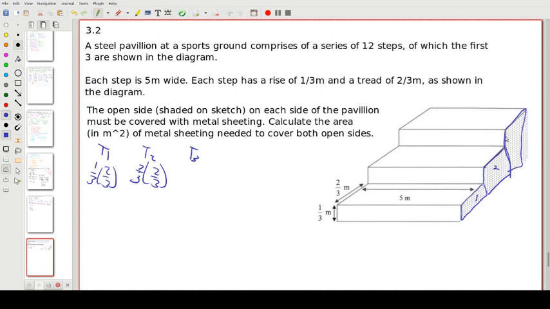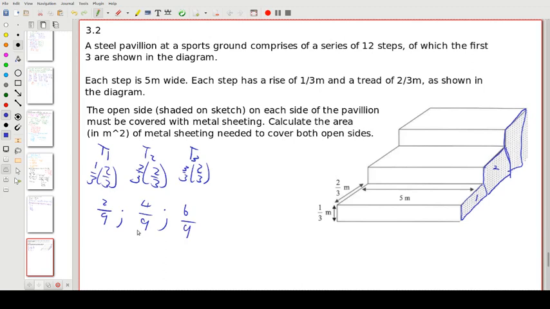Okay, so that's 3/3 times 2/3. Okay, let's write this down. So 1/3 times 2/3, 1 times 2 is 2, and 3 times 3 is 9. The second term, 2 times 2 is 4, 3 times 3 is 9, and the third term, 3 times 2 is 6, and 3 times 3 is 9.